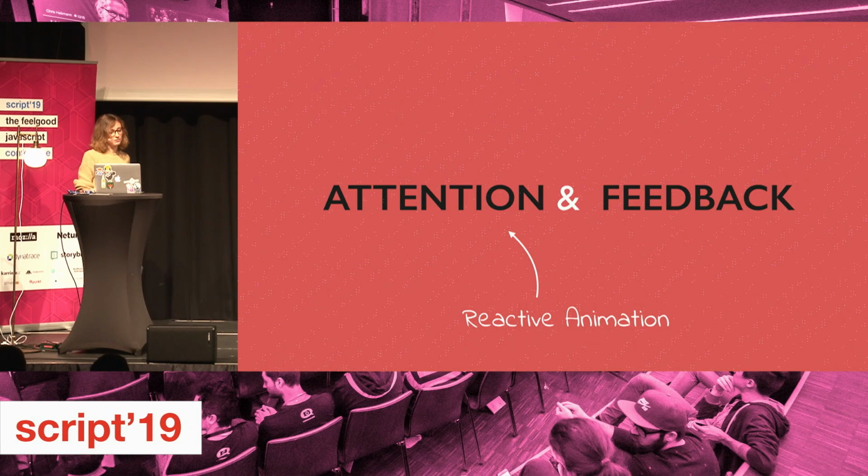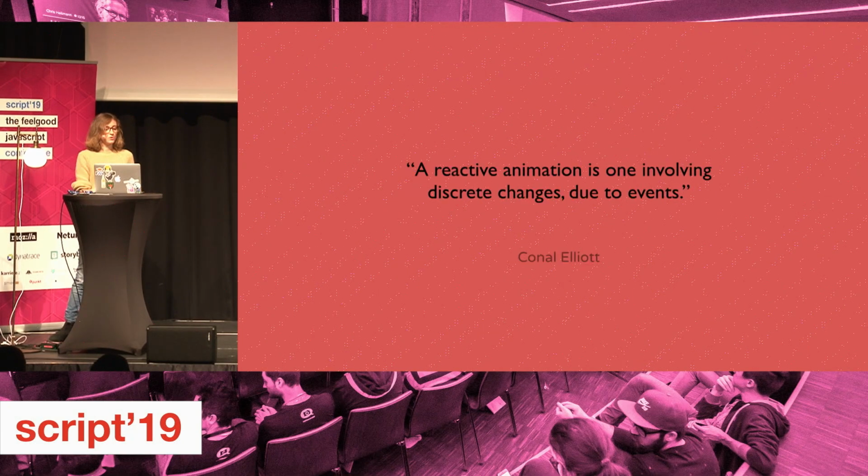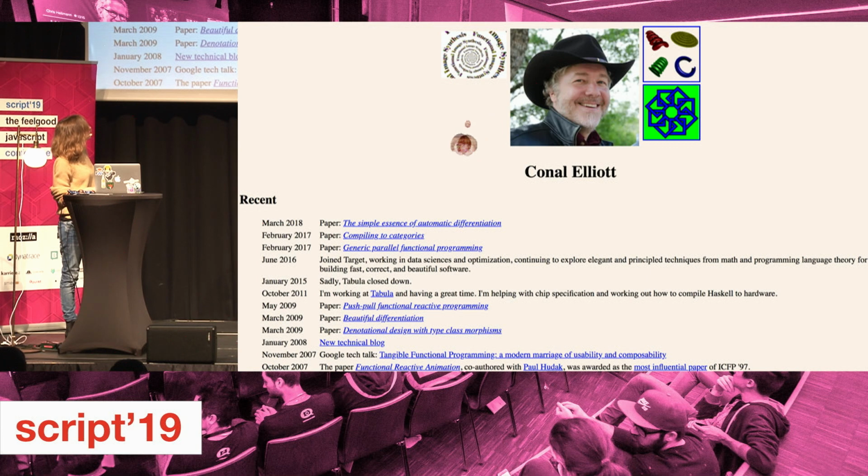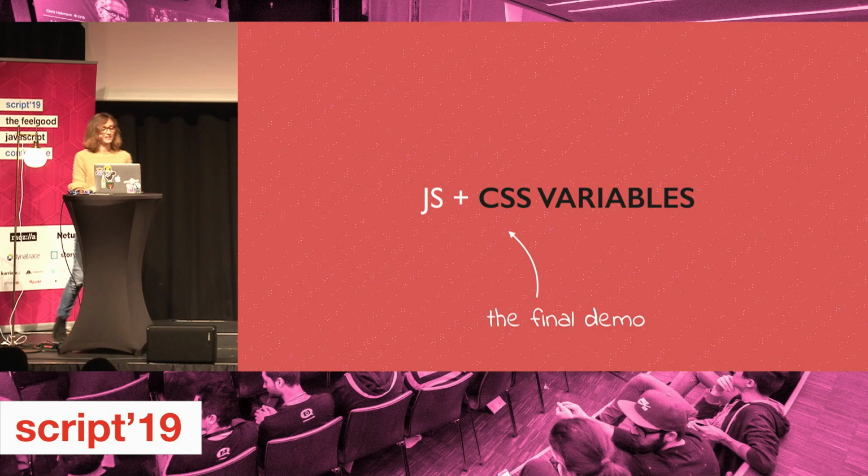And for that, I built another little example with reactive animation. So what is reactive animation? Reactive animation is one that involves discrete changes due to events. That is something Conal Elliott described in a paper he wrote in 1997 called Functional Reactive Animation. And he's also really great at building personal websites. He has this lovely little GIF on top of his website. I think it's a really good use case of animation. It makes it a lot more delightful. So let's look at the last example.